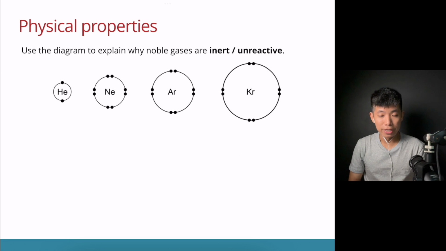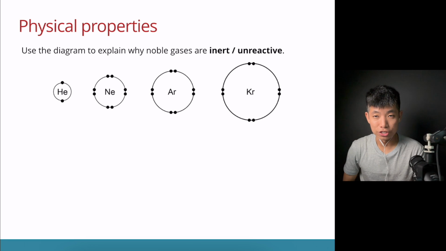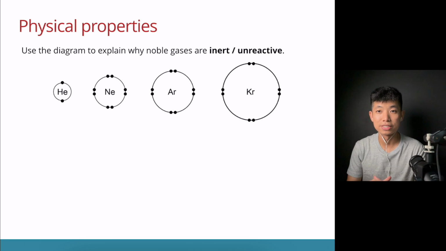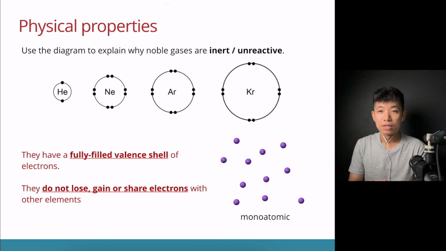So let's do a very quick recap. Use the electronic structures to explain why noble gases are unreactive. Pause the video and think through before I go through the answer with you. So the keyword here is to mention that noble gases have a fully filled valence shell of electrons. And this gives them a stable electronic configuration, and they do not gain, lose, or share electrons with other elements.